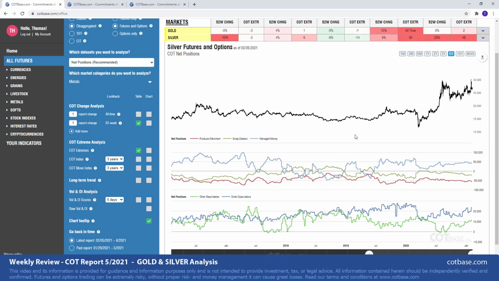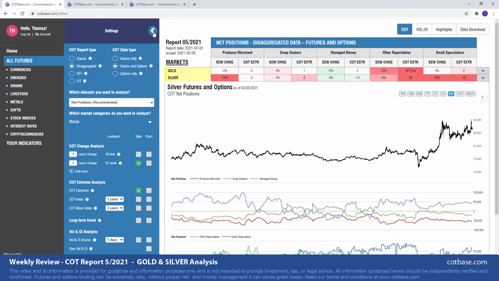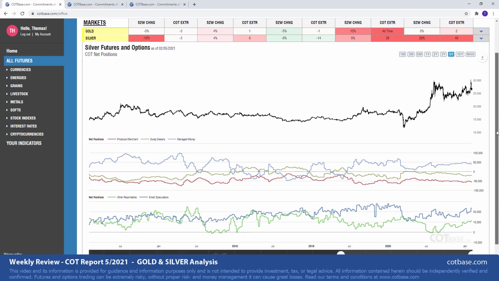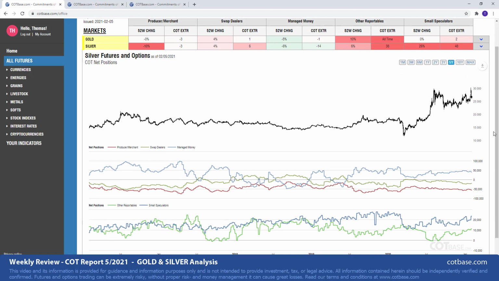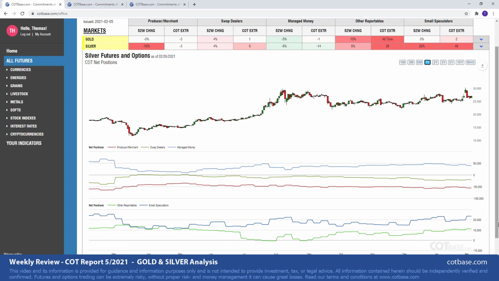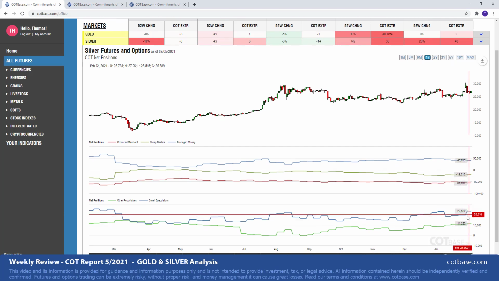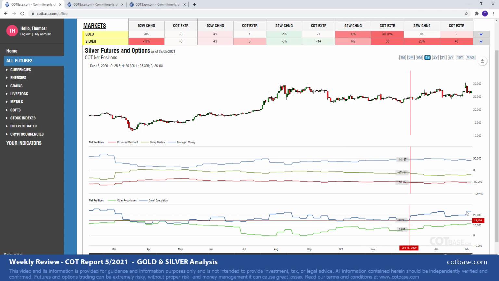Back to the review and silver. Let's just open the wider chart here. You can see that we had a little bit larger change in producers and merchants, 10%, based on a 52 weeks look back period. We've got small speculators at 26%. Now, we switch to a 1 year chart. You can actually visually see that these changes, although larger than average, there's nothing too surprising about that. So this happens quite often. I would not be that surprised.